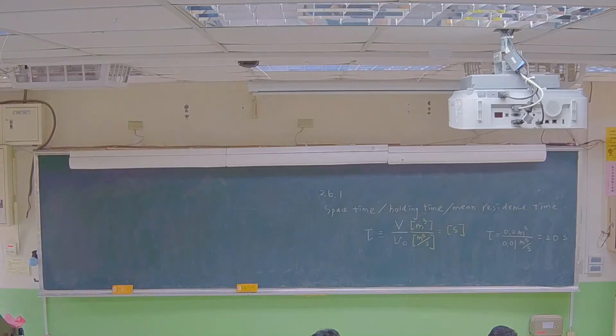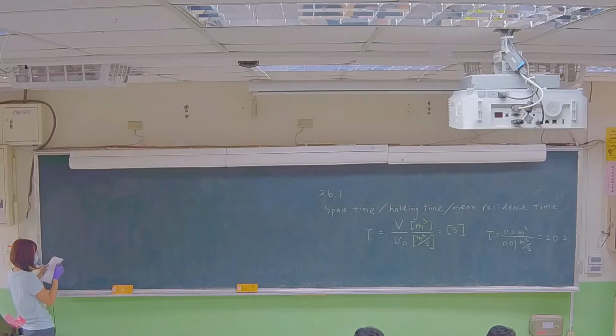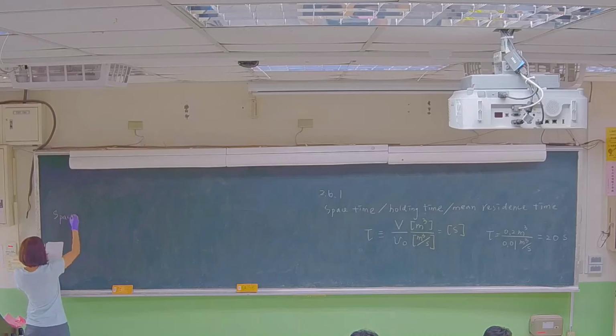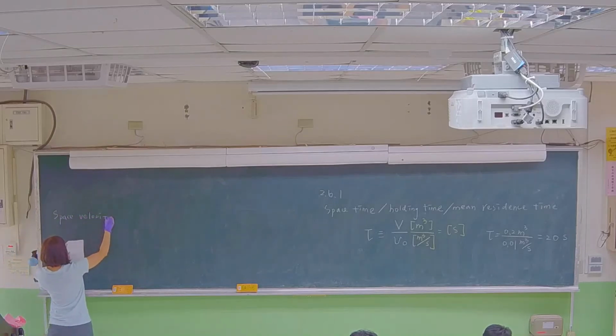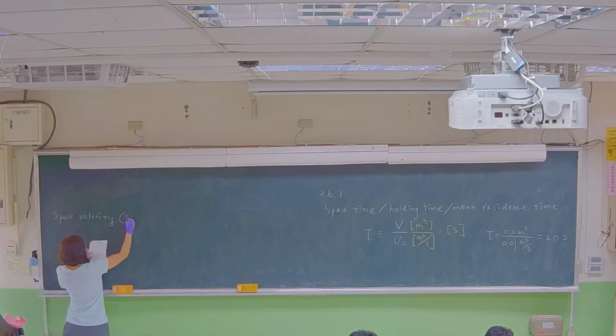So the time to process one volume of reactor is 20 seconds. Okay. So for 1 minute, you can process 3 times the volume of the reactor. So relating to the space-time, we have space velocity, or you can call it SV.